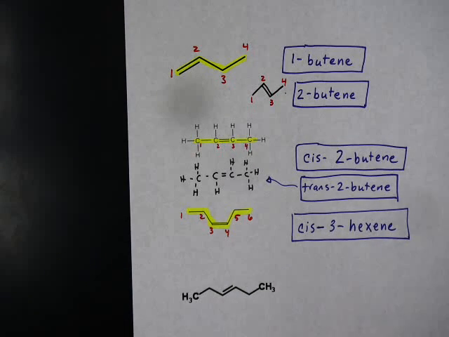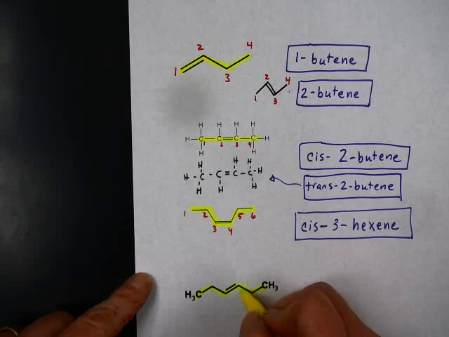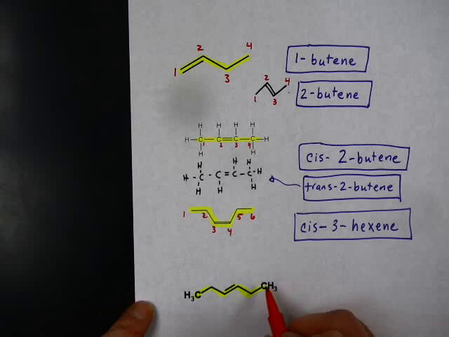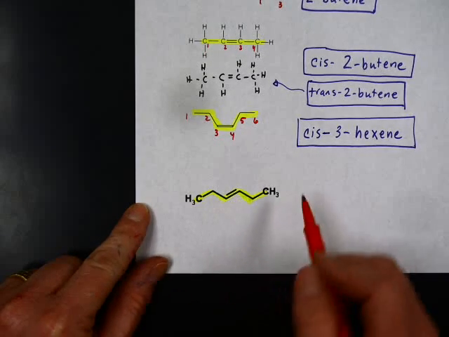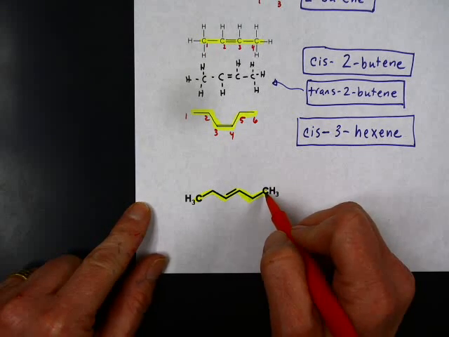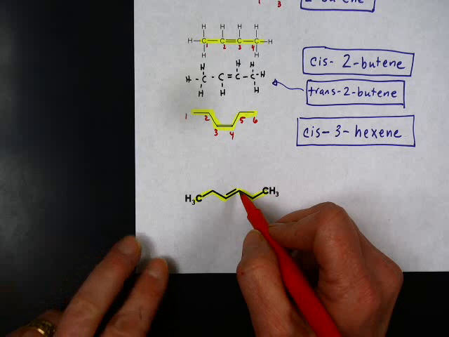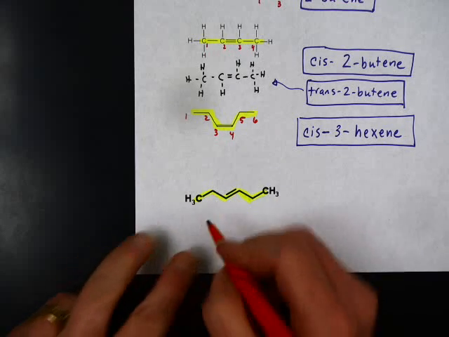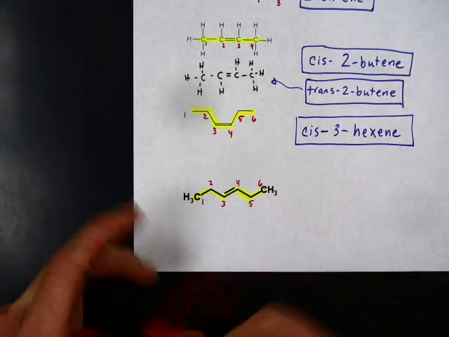One more. Let's look at this one. Highlight the longest continuous chain. There it is. Number it. And I'm going to double check. 1, 2, 3. Oops. Longest continuous chain. Highlighted it. Numbering. If I number from the right, 1, 2, 3, the double bond would start at carbon 3. If I number from the left, 1, 2, 3, same. So it doesn't matter which direction, which end I number from.